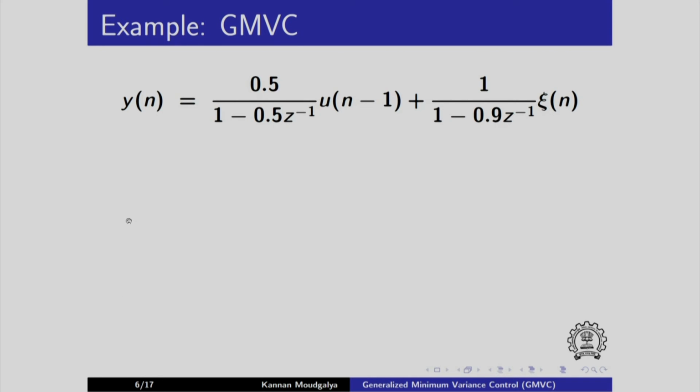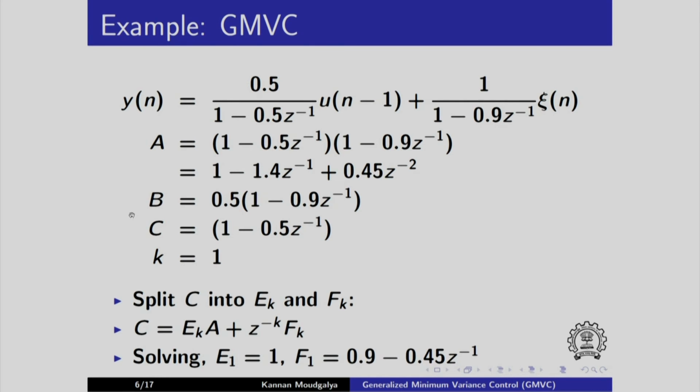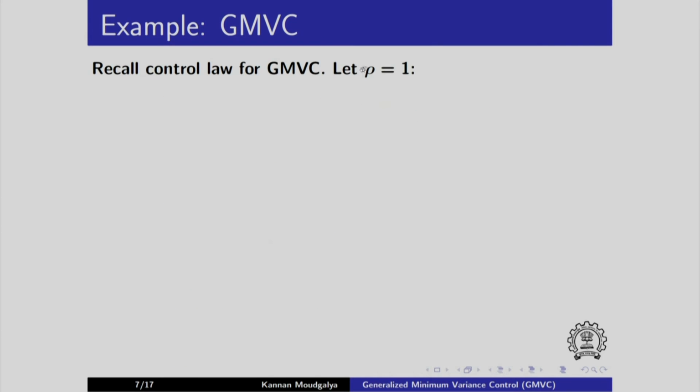Alright, here is the example. This is the same example that we considered earlier when we discussed minimum variance control, and we obtained all of this E1, F1 and so on, but now we will use this to arrive at GMVC with rho equals 1.